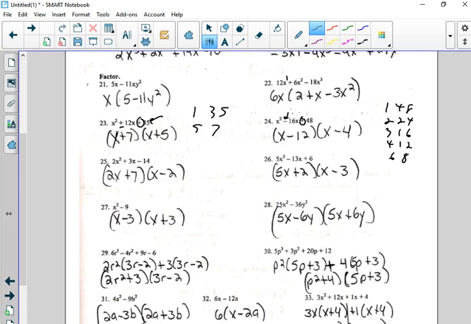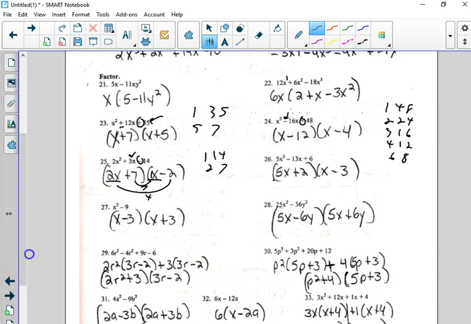25. You have numbers on A and C. So you start with the prime number here. 2 and 1 is the only way to make 2. Now 14 is 1 and 14 and 2 and 7. You just have to do the work and see if it works. If you did 2 and 7 first, you would have gotten the wrong numbers because you need them to subtract to positive 3. And if you would have done 2 and 7, you would have gotten 14 minus 2, which is 12. But here you get 7 minus 4, which is 3. It checks out.